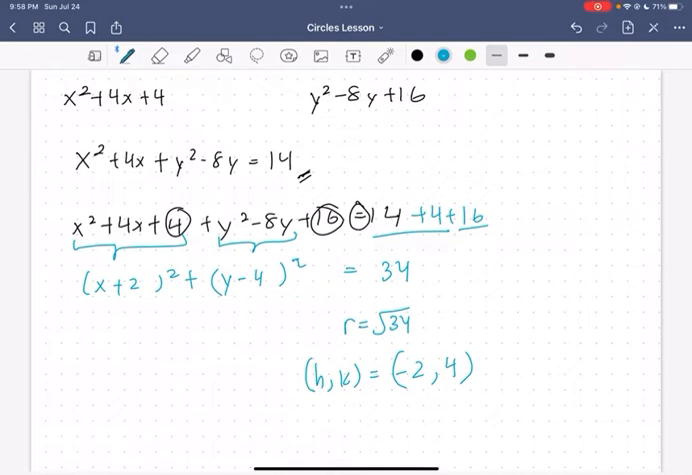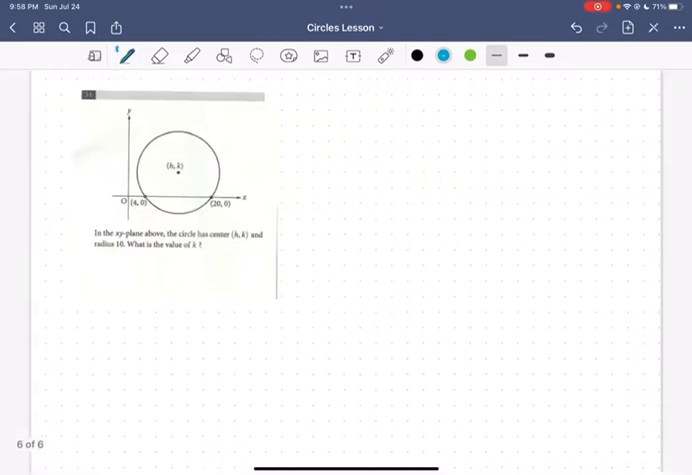Great. Now let's do an actual SAT question. I got this one from the October 2017 test. Okay, so in the xy plane above, the circle has a center h comma k and a radius of 10. What is the value of k?